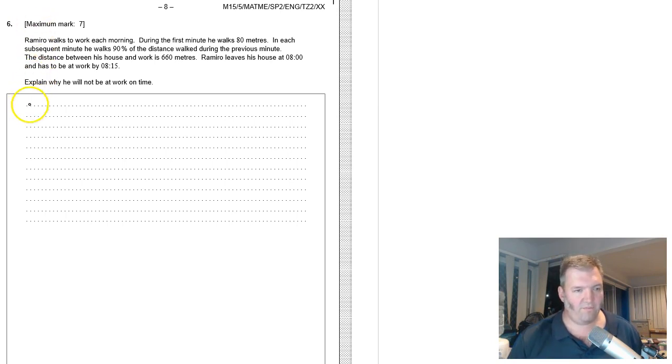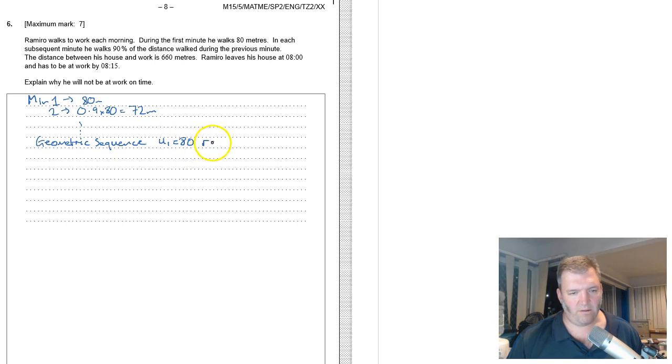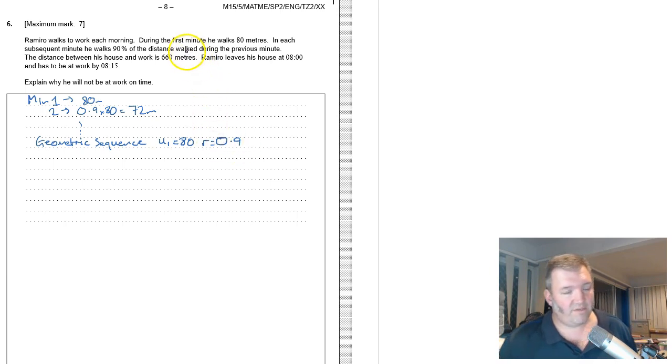So we have minute one. His distance walked is 80 meters. Minute two. Distance walked is 0.9 by 80 meters, which is, of course, 72 meters. Etc. This is a geometric sequence with U1 equaling 80 and the ratio equaling 0.9. Now, interestingly, there's a few ways you can do this.